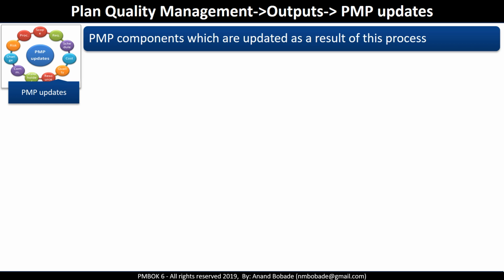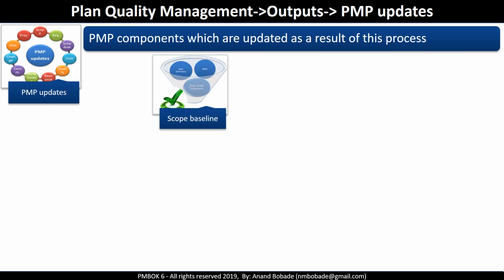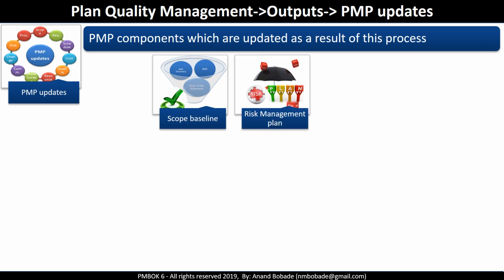Project management plan updates. Apart from creation of the quality management plan, there are other project management plan components which are updated as a result of this process. Scope baseline. The WBS may get updated with the addition of quality management activities, and the WBS dictionary may record quality requirements. Risk management plan. The agreed quality management approach from the quality management plan may lead to changes to the risk management on the project. These changes will be updated within the risk management plan.